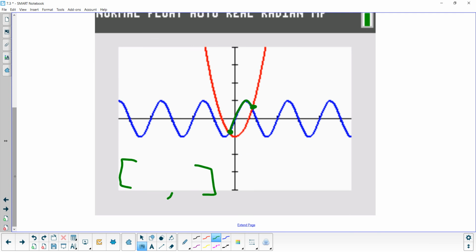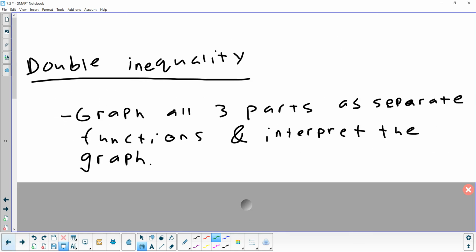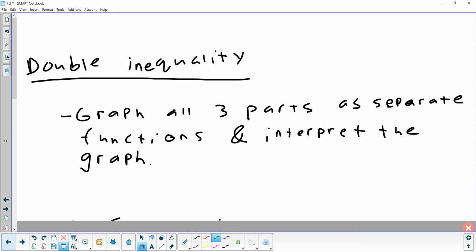All right, so one last thing. We still have about 10 minutes. I have one last thing I do want to show you. And that's it. So it's a double inequality. So really not that much different than a single inequality. You're just going to be graphing three things. And usually what you're going to be looking for is where something is sandwiched between two other things. That's a double inequality.